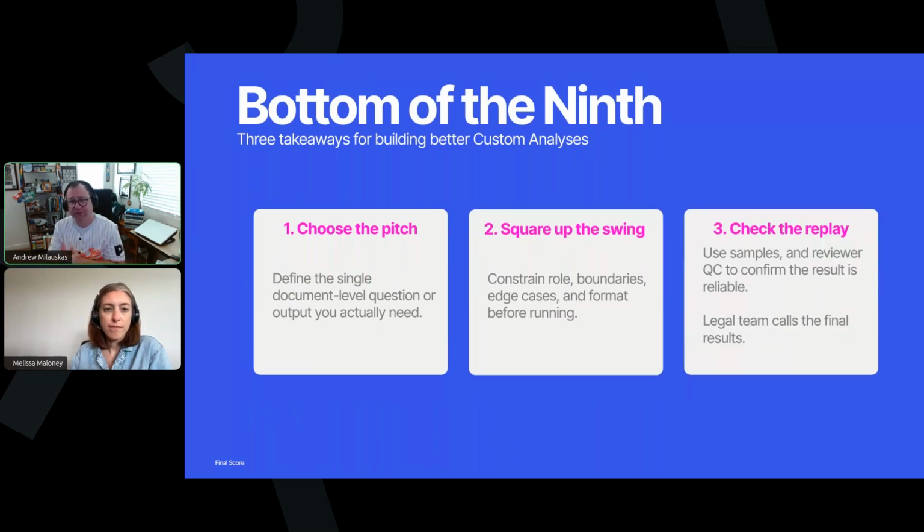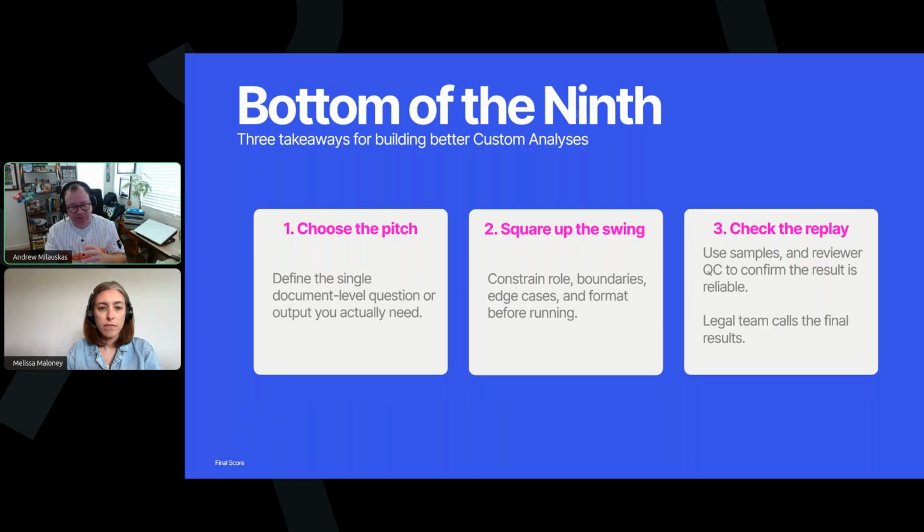And so, taking it into the bottom of the ninth, there are three takeaways to building better custom analyses. First up, choosing a pitch: defining the single document-level question or the output that you need. Square up the swing: we want to make sure we put in roles, boundaries, the edge cases, and the formatting that we want. And we want to make sure we check the replay.